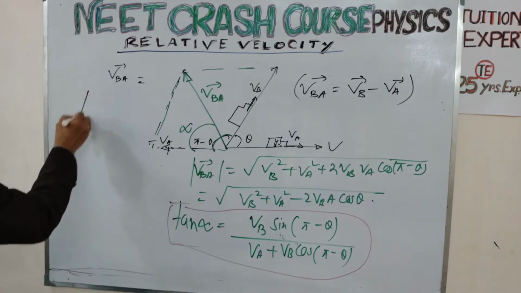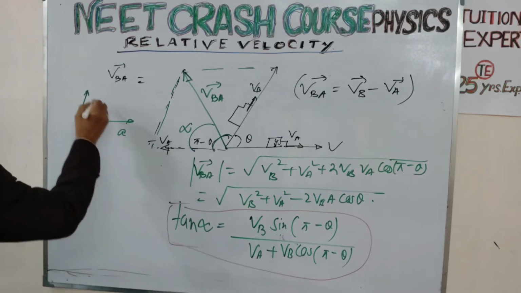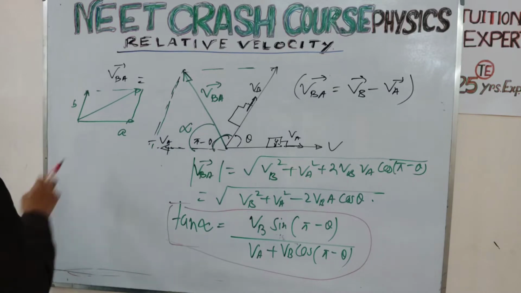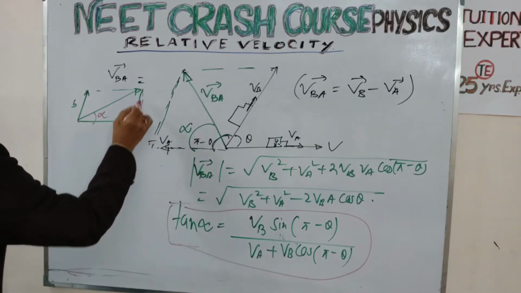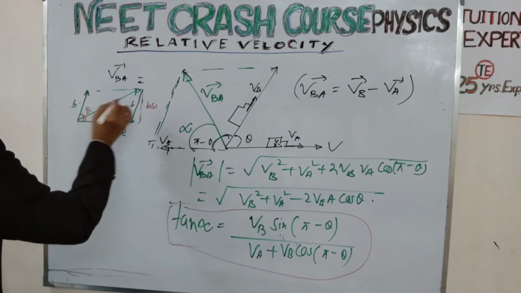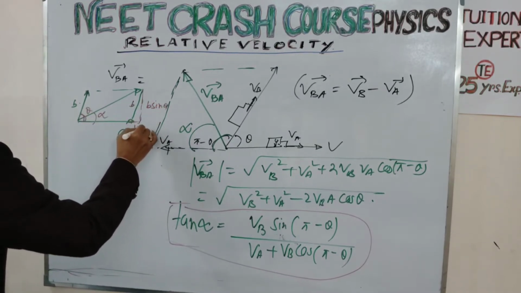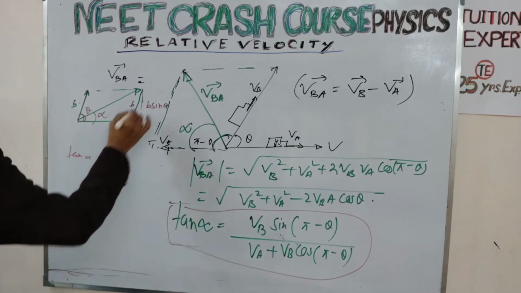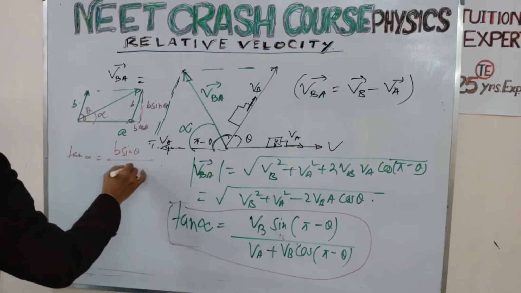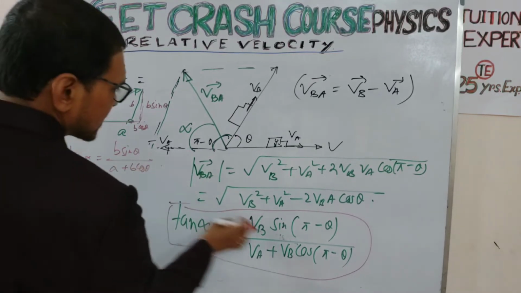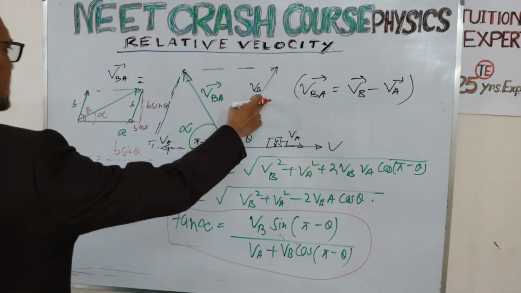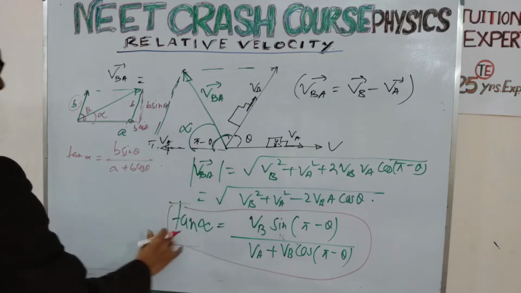If we draw this B, this is A, and what is the angle alpha? We know that alpha equals this. This is B, so this is B sin theta, and this is B cos theta. So tan alpha equals the perpendicular B sin theta by A plus B cos theta. So from this formula we can write this. Here the angle between the two vectors VB and VA is pi minus theta, with VB as B and VA as A. So we can write this formula.